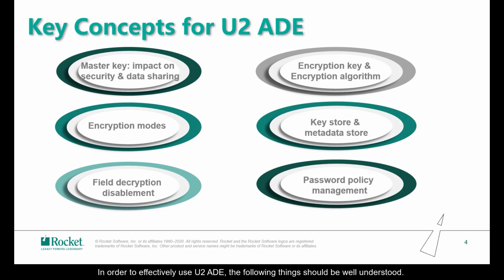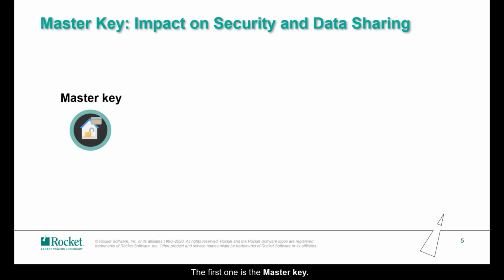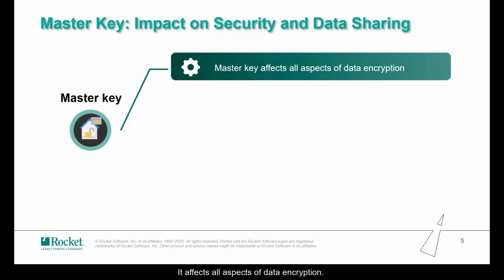In order to effectively use U2 ADE, the following things should be well understood. Let's go through these 6 key points. The first one is the master key. It affects all aspects of data encryption. The master key is used to protect the Keystar and the metadata store. UniData and UniVerse store the master key within the installation's license file in an encrypted format.